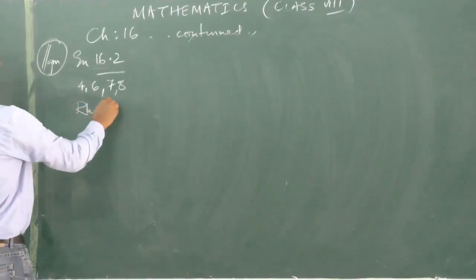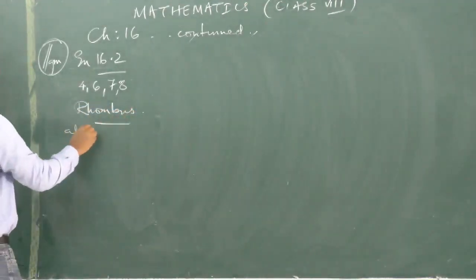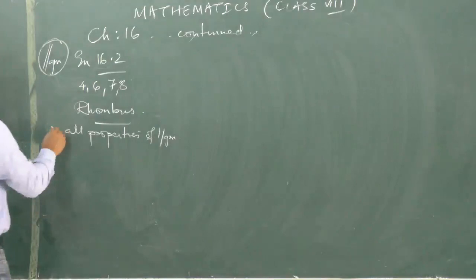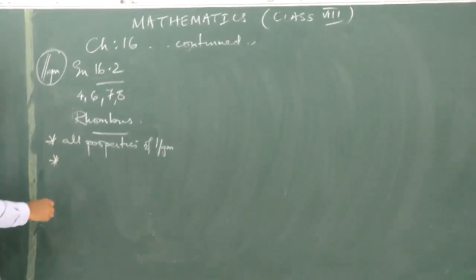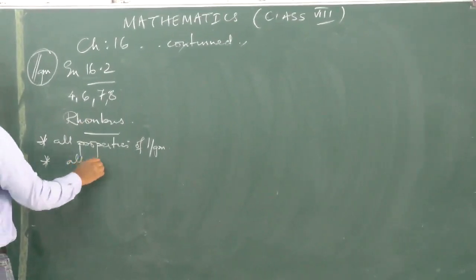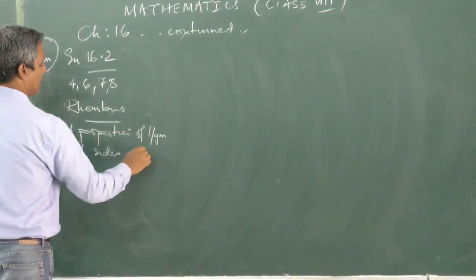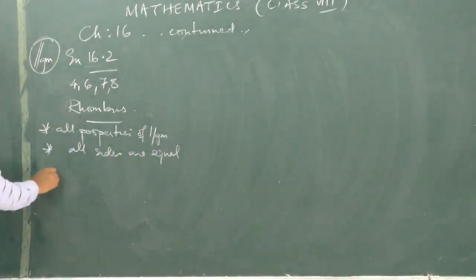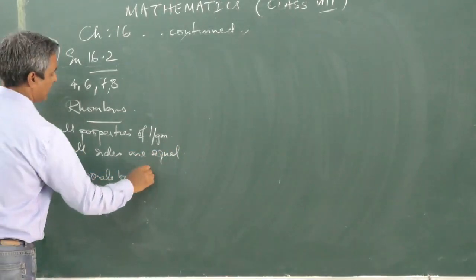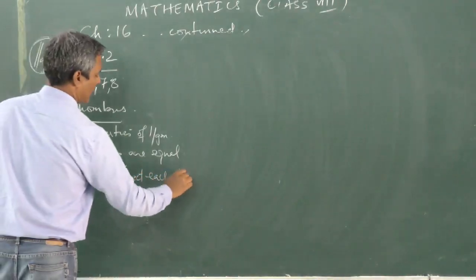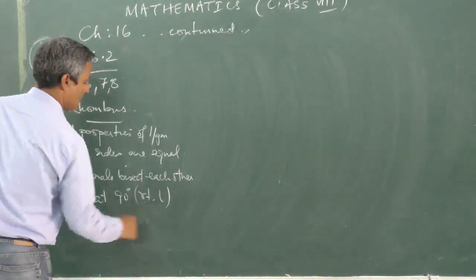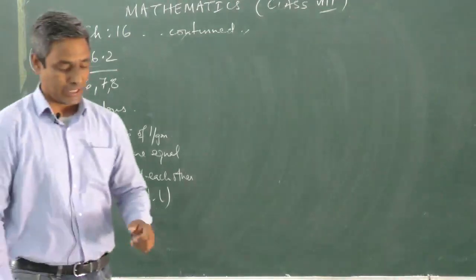Properties of a parallelogram, all properties of a parallelogram, and also all sides equal, and diagonals bisect each other at 90 degrees, or a right angle. Please use this in your next exercise.